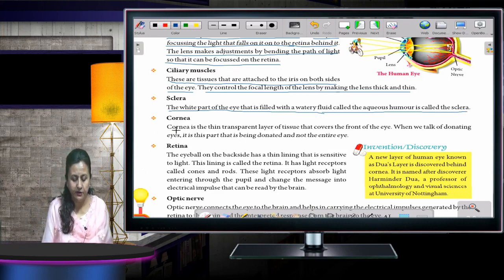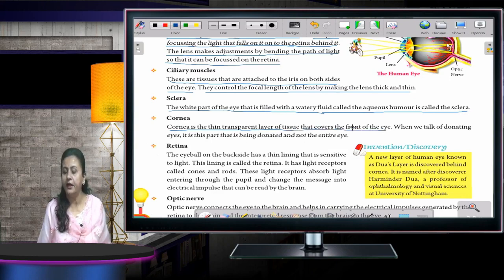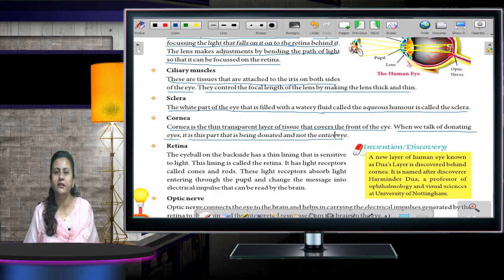Now cornea. Cornea is the thin transparent layer of tissue that covers the front of the eye. When we talk of donating eyes, it is the part that is being donated and not the entire eye. When you plan to donate your eyes, when you are no more in this world, what part is the doctor going to take out? It is only the cornea, not the entire eye.